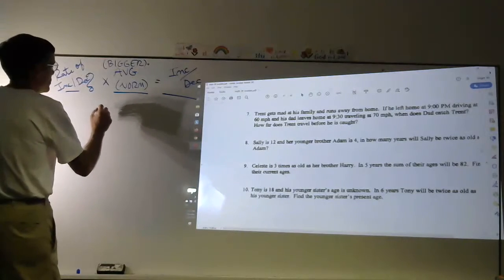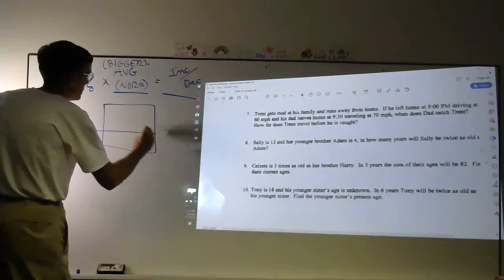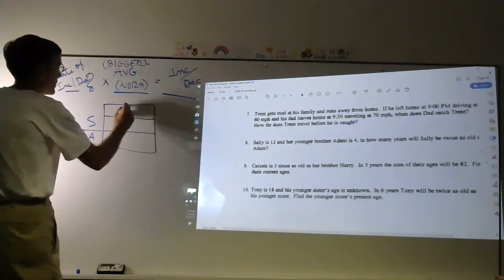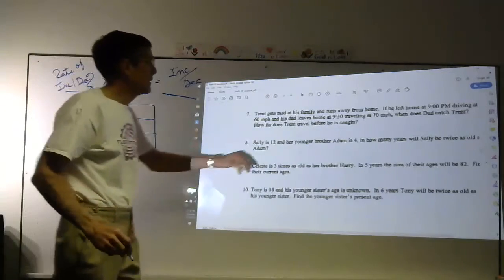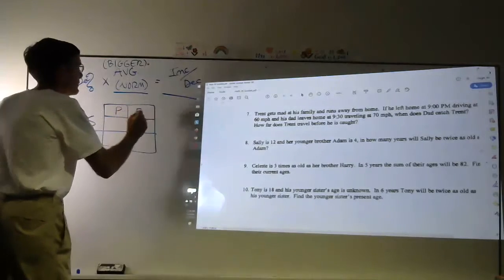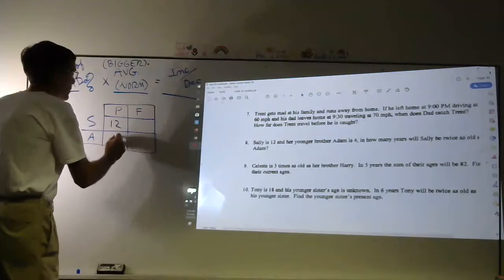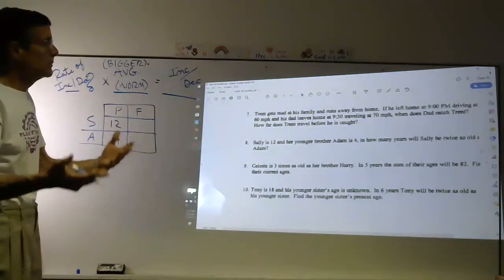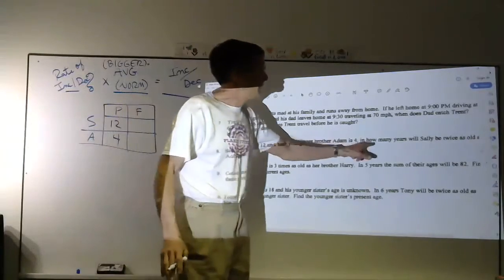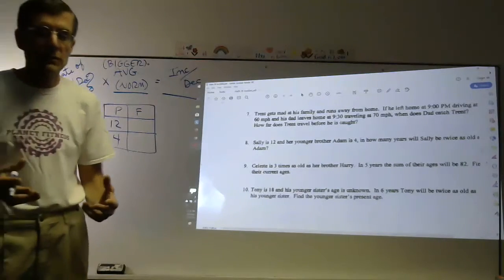So we are going to make a chart. We have two people. We have Sally and we have Adam. And we are comparing their ages now and in the future. So we have present and future. Sally is 12. Adam is 4. In how many years will Sally be twice as old? Yada, yada, yada. Don't even worry about that. In how many years? We're going a certain number of years into the future. Okay?